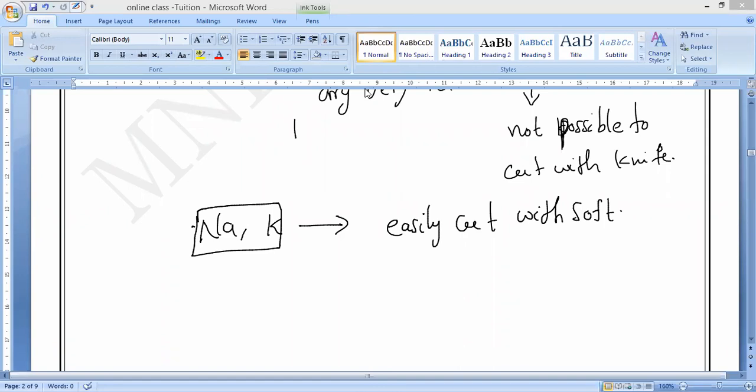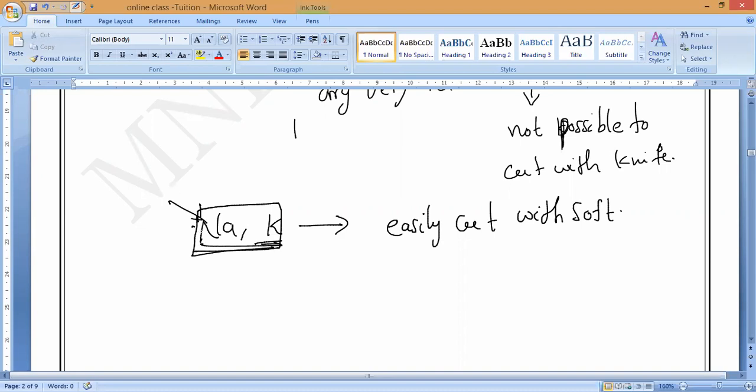They are highly reactive elements. If you touch with the hand, or even if exposed to the atmosphere, they will catch fire. Yes or no? That is why sodium and potassium, where will we store them always, Kevin? We will store them in kerosene oil, because they react with water and with the atmosphere also.